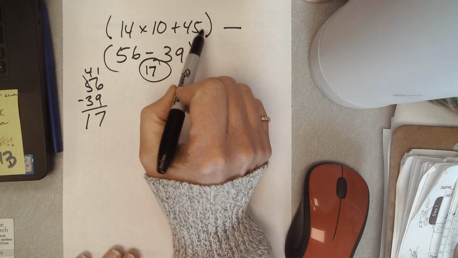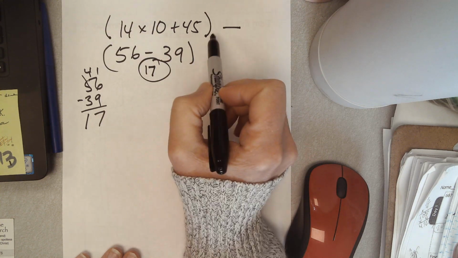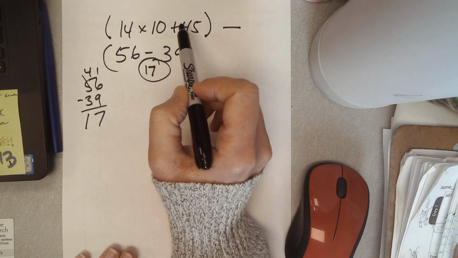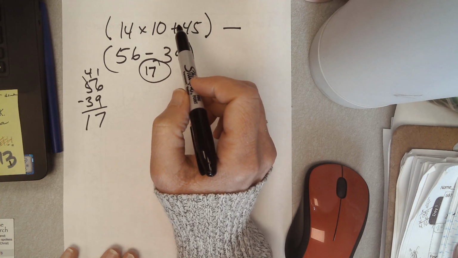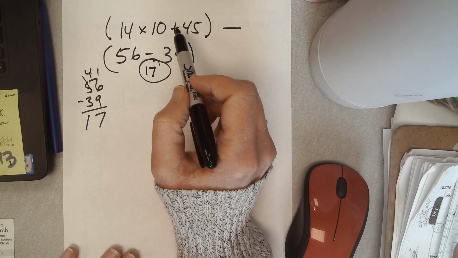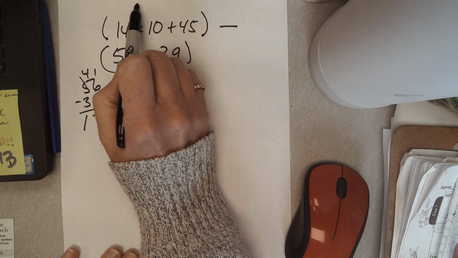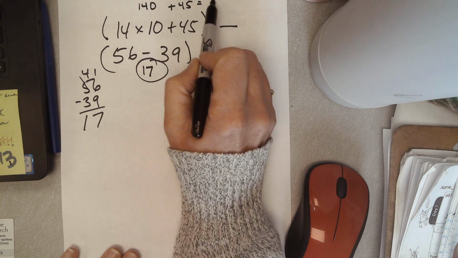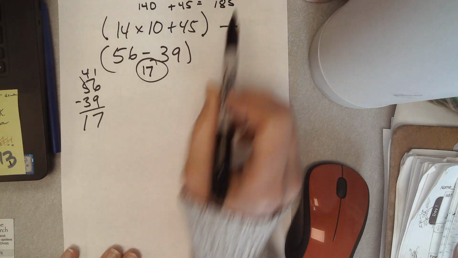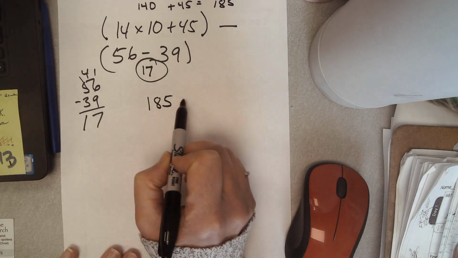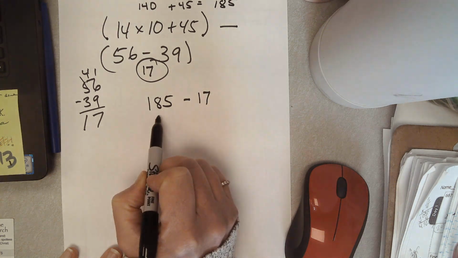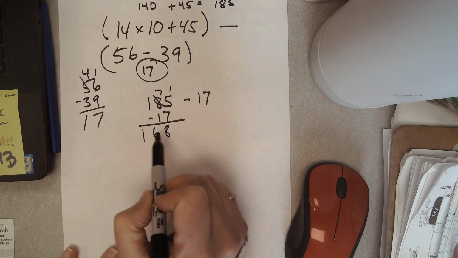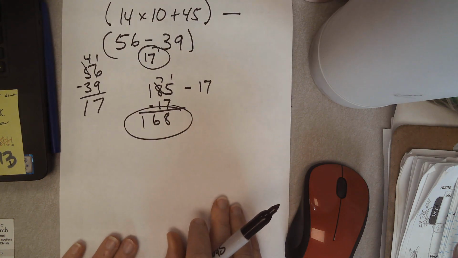Now, this, I'm noticing not in parentheses, I have 3 different numbers and I have a multiplication and an addition. Does that matter where I start there? Yes. I have to do multiplication first. So I'm doing 14 times 10 is 140. And then I'm going to add 45 to get 185. So I'm going to rewrite the problem as 185 minus 17. And I have an answer of 168.